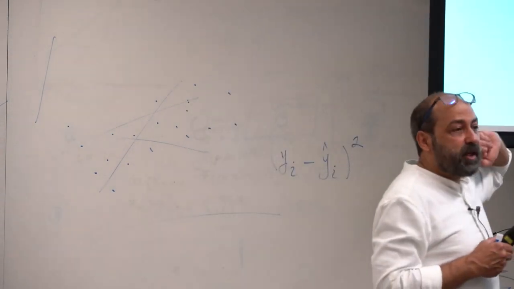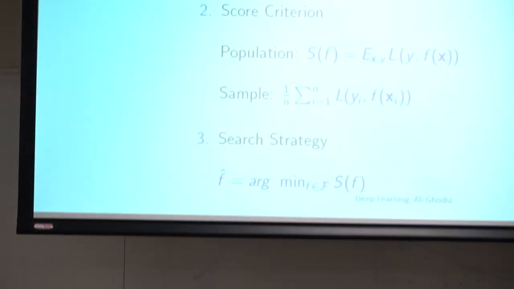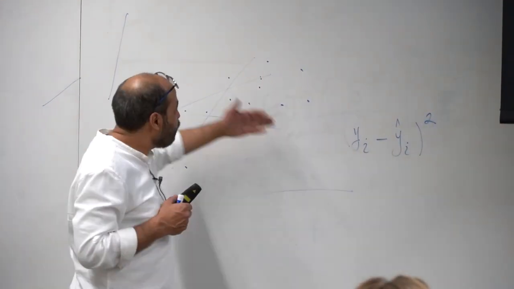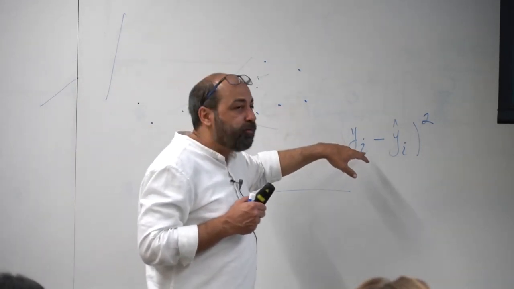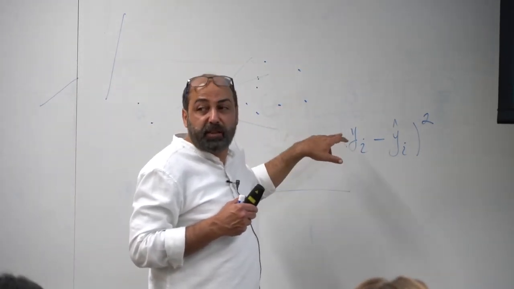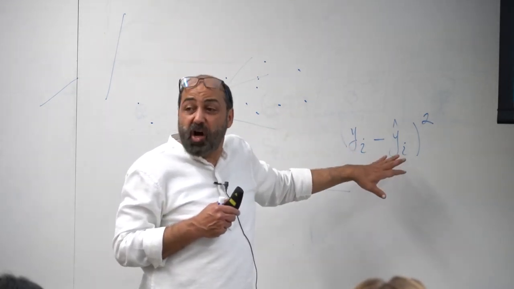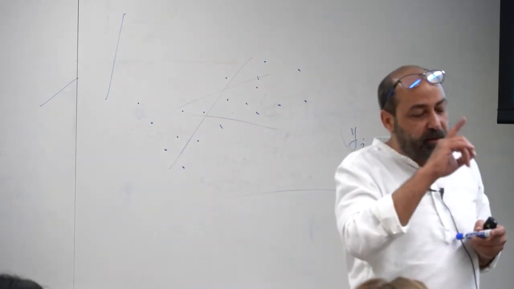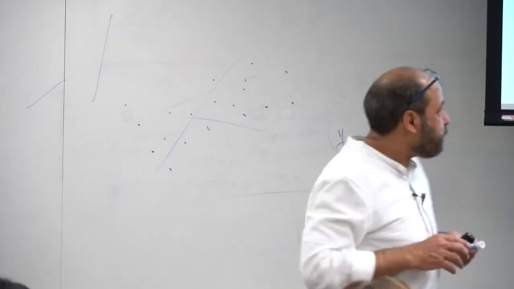And then the search strategy, which is basically optimization. I know the hypothesis class. I know the scoring criterion. How do I find the best one? There are infinitely many of them. How can I find the one which minimizes this cost function, or maximizes the scoring? That's where optimization comes into play.